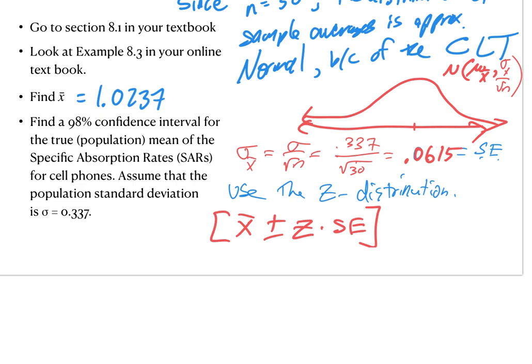My x bar, we calculated out as 1.0237 plus or minus, oh, but I don't know my Z. I'm doing a 98% confidence interval. So my confidence level is 98% or 0.98. Confidence interval will be 98% confidence interval.